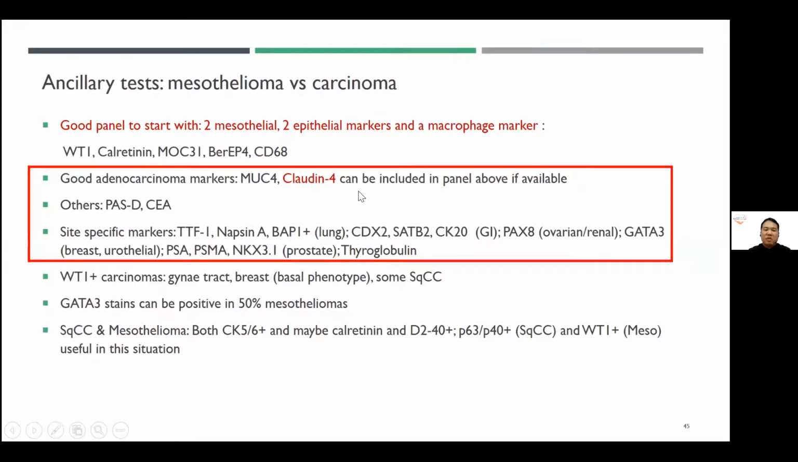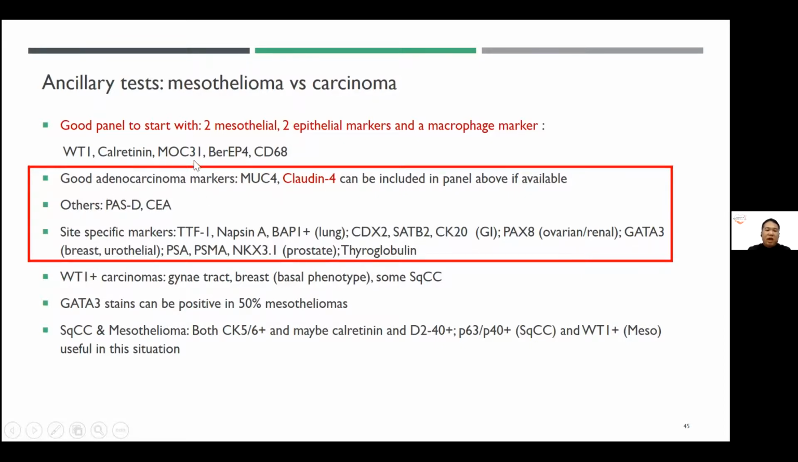About mesothelioma or metastatic carcinoma, we should do a primary panel to pick them up. We should divide them at the very beginning. A good panel to start with is 2 mesothelial markers, 2 epithelial markers, and 1 macrophage marker, to decide which direction we want to go further. In most cases, the panel would be WT1, calretinin, and MOC31 and BerEP4, and CD68. It is a good panel you can use as a starting step and direct guide.